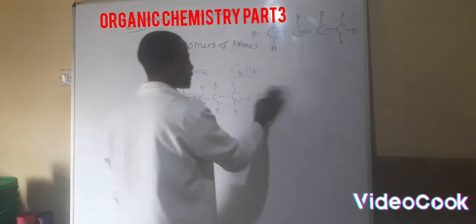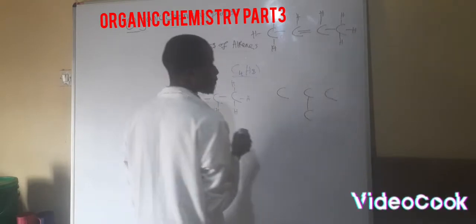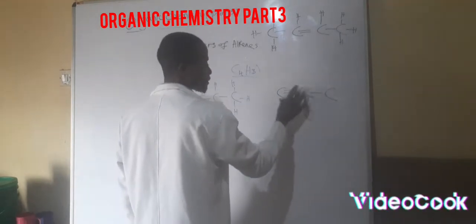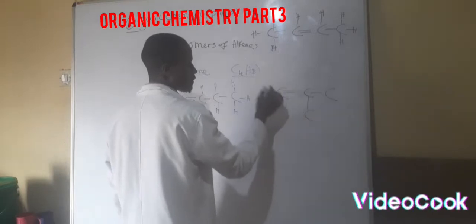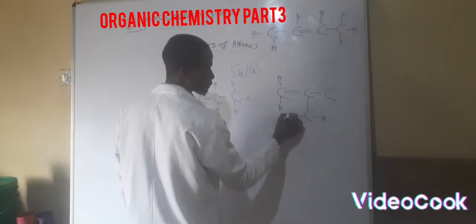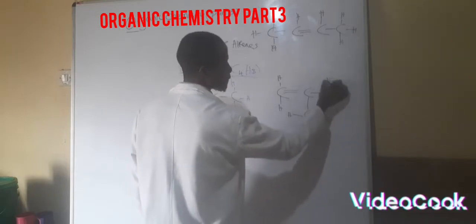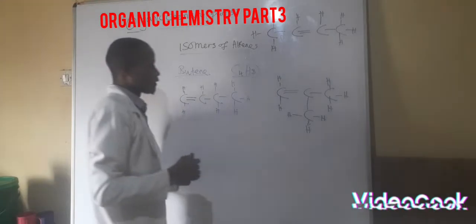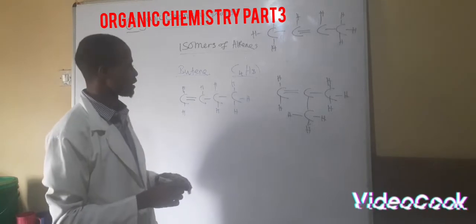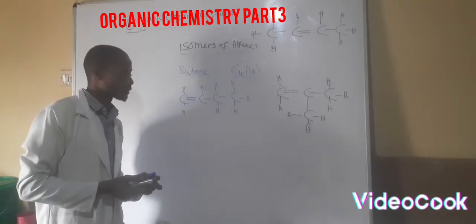We can also have this C, then have another carbon there. Then we have a double bond there, see? Then bond there. This one's already four, you see that? 1, 2, 3, 4. This one needs two more to be stable. Okay, so these three are isomers of butene. They have the same molecular formula but different structural formula.